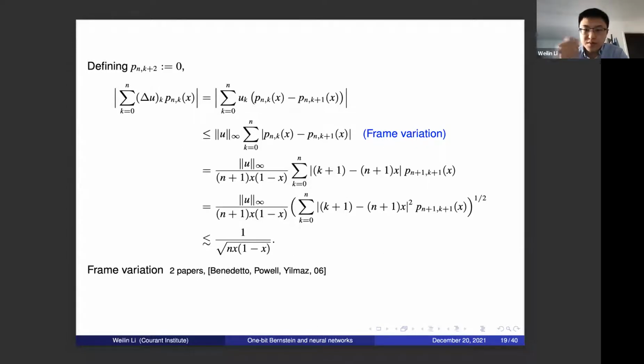But from here, I just use the exact formula for this difference. Use Cauchy-Schwarz. Normally, there would be a second term that appears from Cauchy-Schwarz, but because the Bernstein polynomials form a partition of unity, that second term will be bounded by 1. And this term, there's an exact formula for it. It's the second central moment of a binomial random variable. And so I get this final term here.